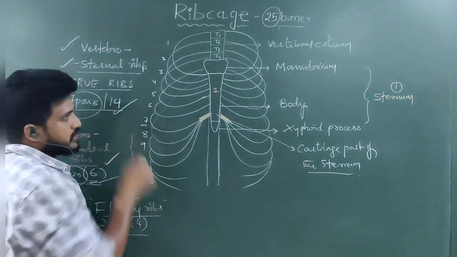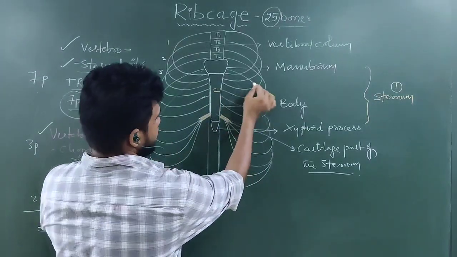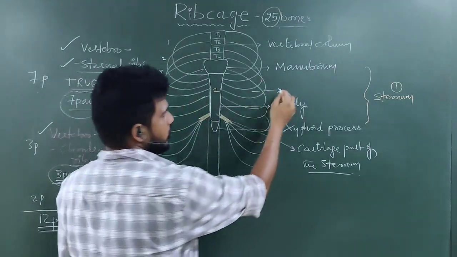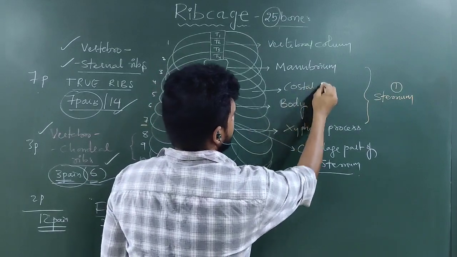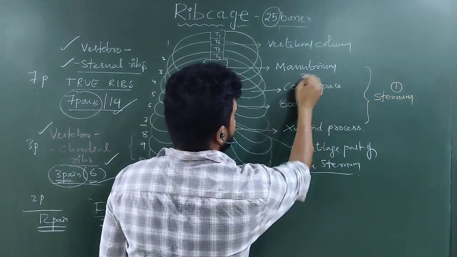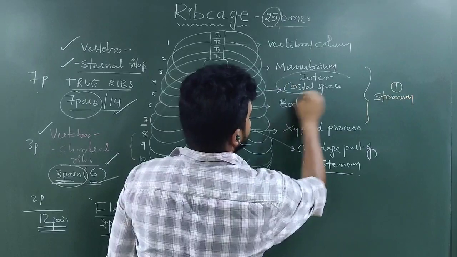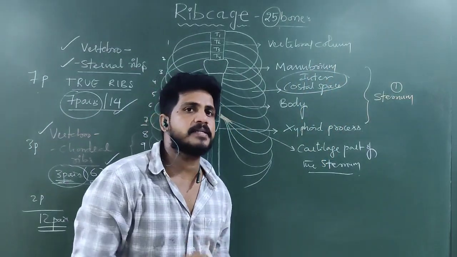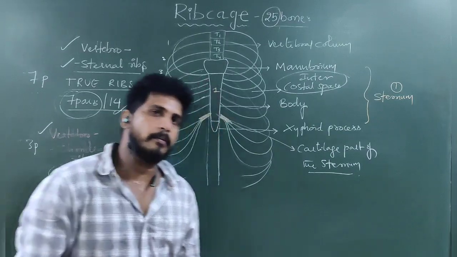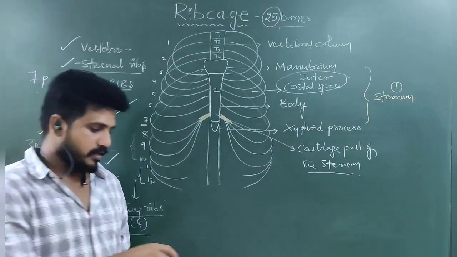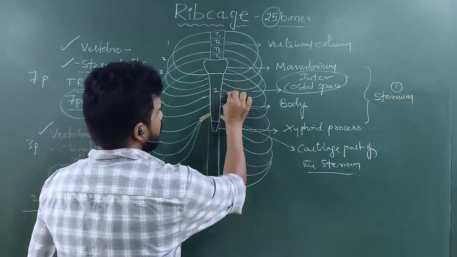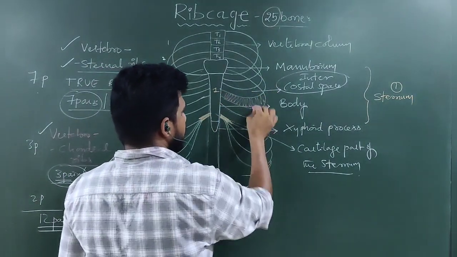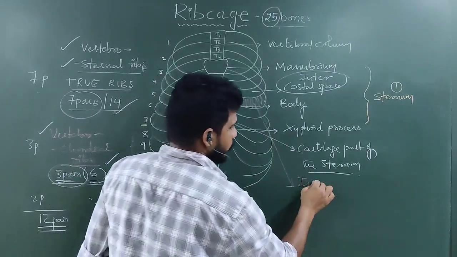These rib bones have some spaces. If you think this is one rib bone and this is another rib bone, the place between the rib bones is called the intercostal space. Inter means between, costal means rib bones, space means gap. The gap present between the rib bones is called the intercostal space. The muscle present between the rib bones is called the intercostal muscle.